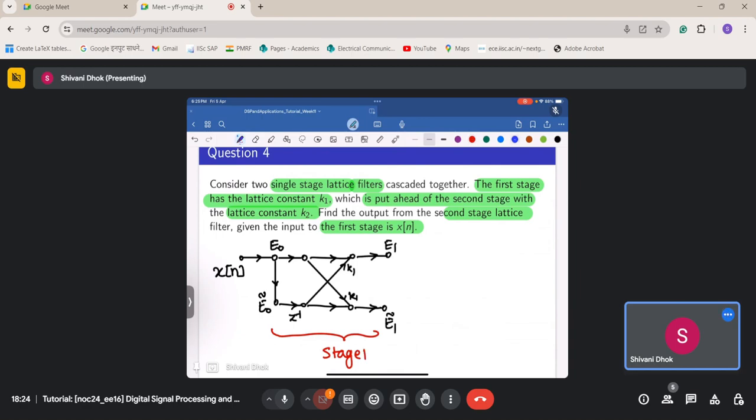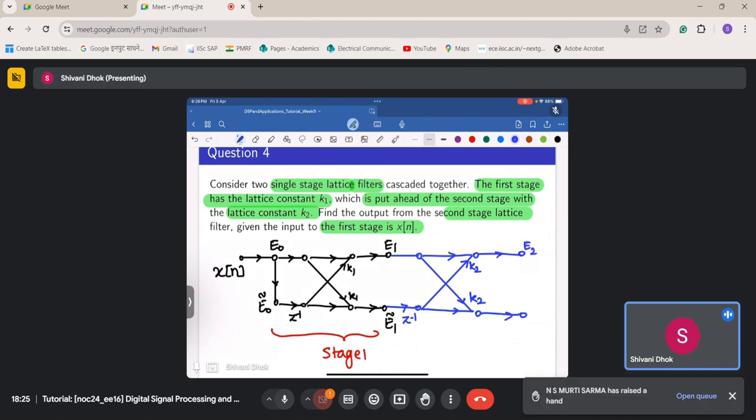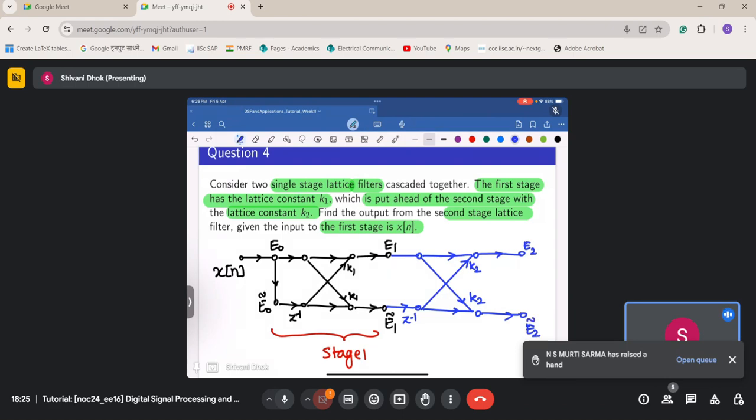Then we will have the second stage, which will be something like this. So this part will have a gain of K2, and this part will have a gain of K2. This will give me my E2, and this will give me my E2 tilde. Yes, sir.